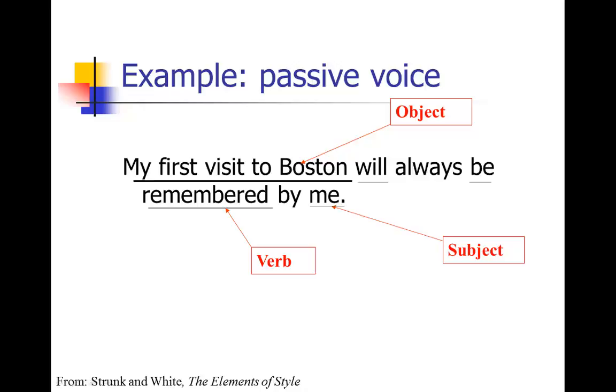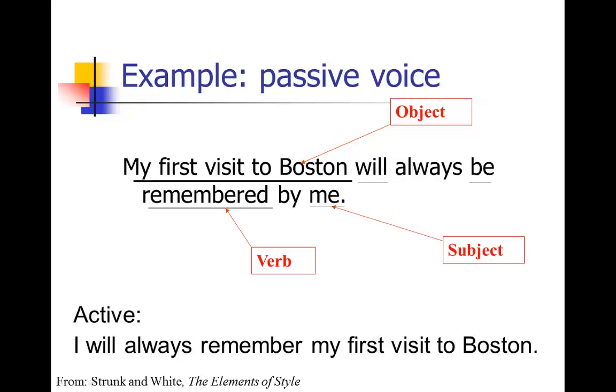So how would you turn that back into the active voice? Well, of course, you would just say, I will always remember my first visit to Boston. That's a much more natural way to speak. And yet, in a lot of academic and scientific literature, we do this in our writing. We give that first version, my first visit to Boston will always be remembered by me. So you can see how funny that is and also how hard on the reader.